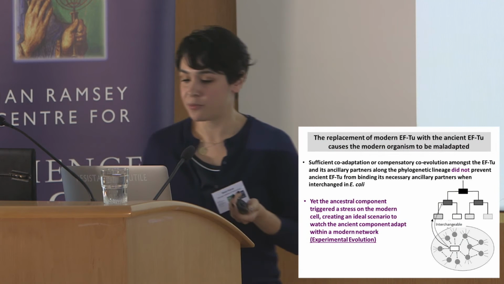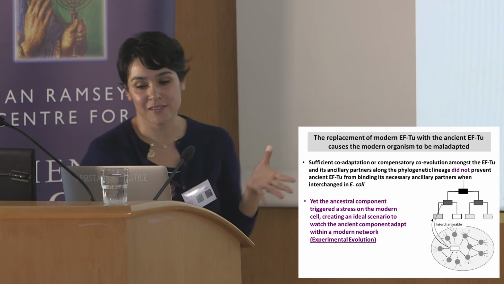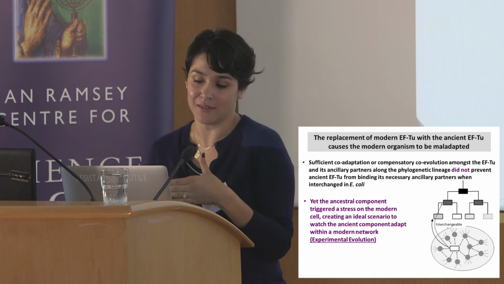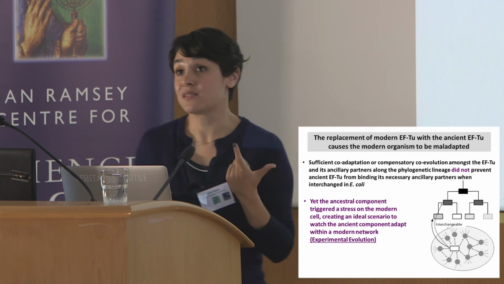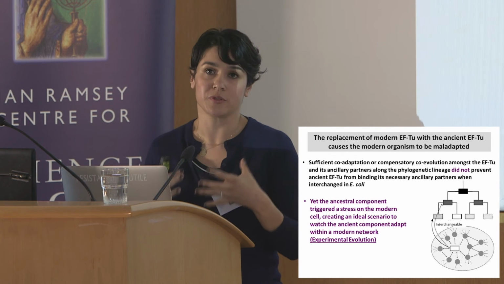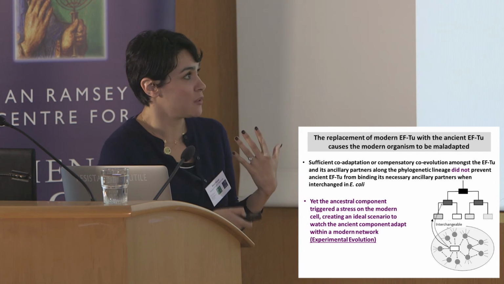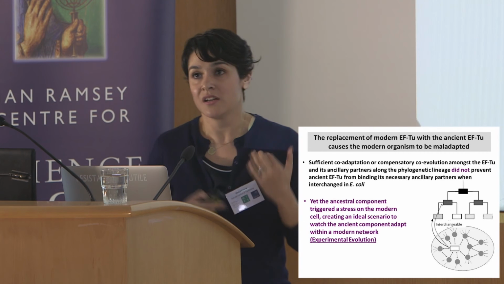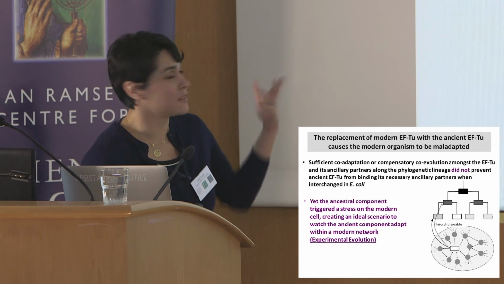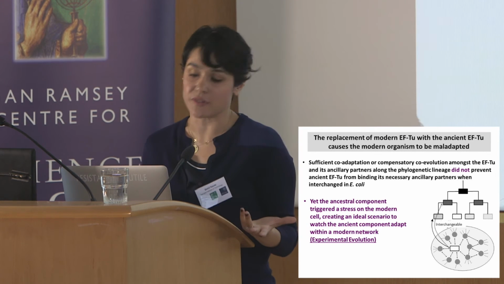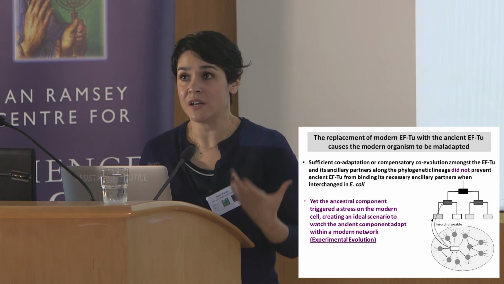Which is not too surprising, but in a way it's very good news for me that the replacement of the modern elongation factor with the ancient protein did cause the modern organism to be maladapted, but yet it is still able to interact with the other components of the cell that are rather fine-tuned to the conditions of modern life. As elongation factor does, it interacts with a lot of other intercellular partners in the cell. Yet the ancestral component did introduce a stress on the cells, which prompted me to move on to the next step, which was to experimentally evolve this strain.